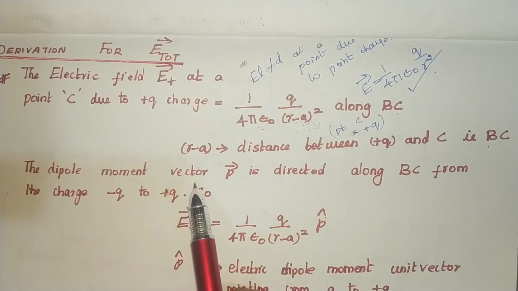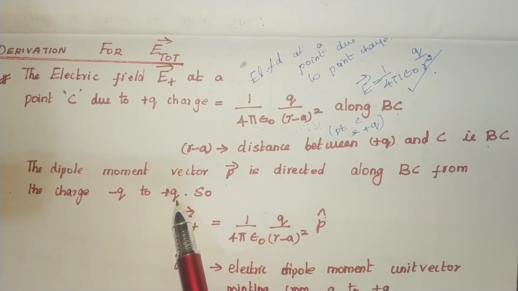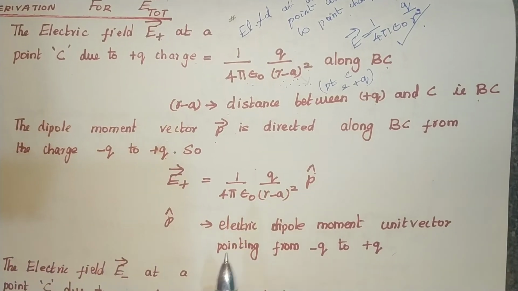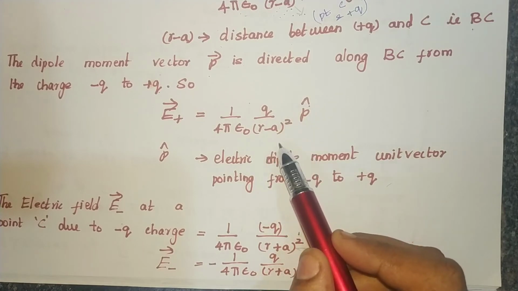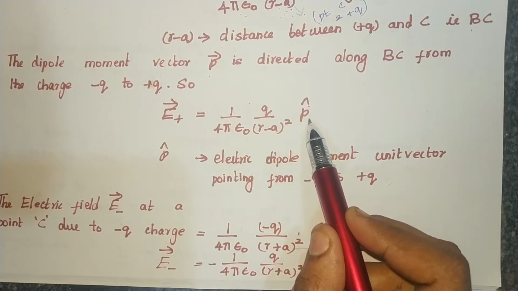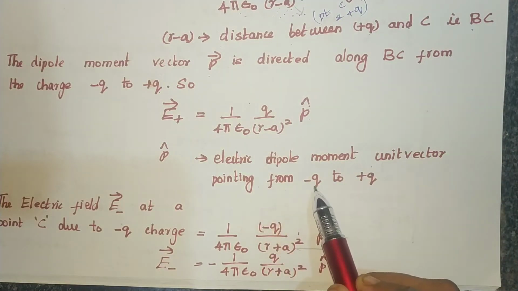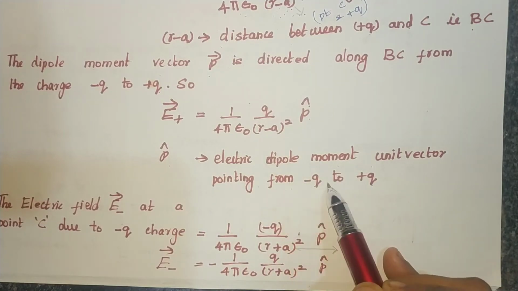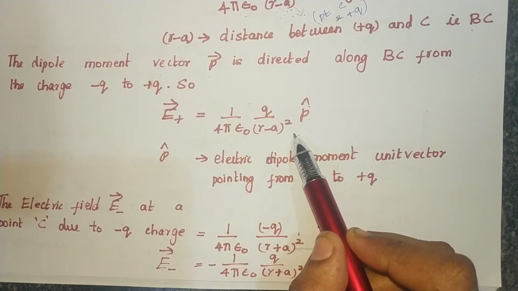அப்போ dipole moment vector P vector is directed along BC. Now from minus q to plus q direction ல தான் dipole moment vector P vector இருக்கும். அப்போ நம்ம E plus vector கொடுக்கும்போது 1 by 4 pi epsilon naught q by r minus a the whole square P unit. This is the unit vector pointing from minus q to plus q. இப்போ இந்த expression தான் electric field at the point C due to plus q charge.